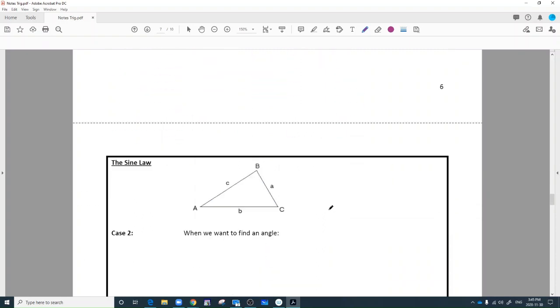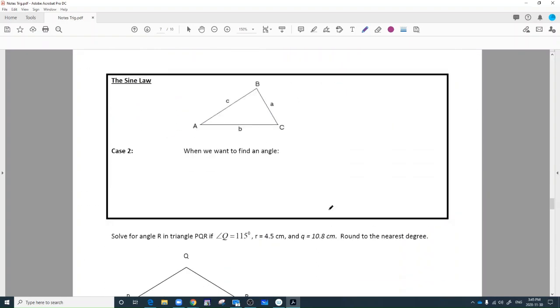The next thing we're going to do is use the sine law to solve for a missing angle. So it's the same. We have to have an angle across from a side that's known. But the difference is that if I want to solve for an angle, instead of putting my side on the top, I put my angle on the top. So I would say that the sine of angle A is to side A, as the sine of angle B is to side B, as the sine of angle C is to side C.